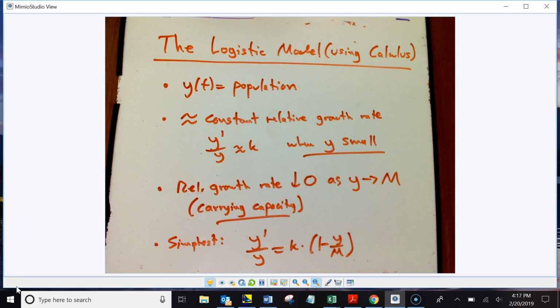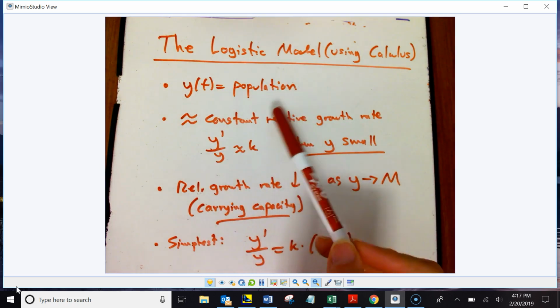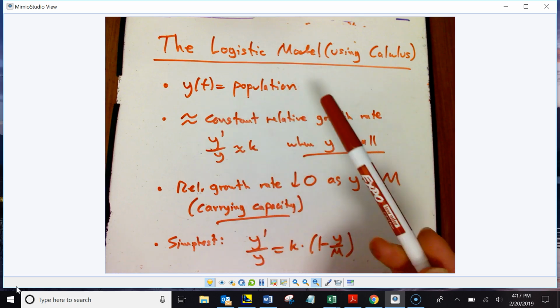Let's look at the logistic model. This is a treatment using calculus. You can say a lot about this with pre-calc, but we're going to really look at the calculus and differential equations viewpoint. So we have a function y of t, which is the population of something: fish in a pond, bacteria in a dish, people in a city.